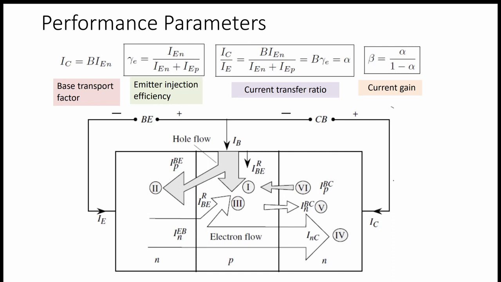Okay, the base transport factor, B. So in the base transport factor, it is how much of the current is recombining. We are losing current in the recombination. Okay, the base transport factor.